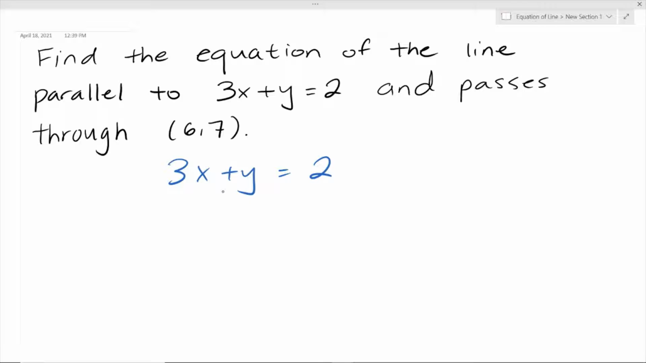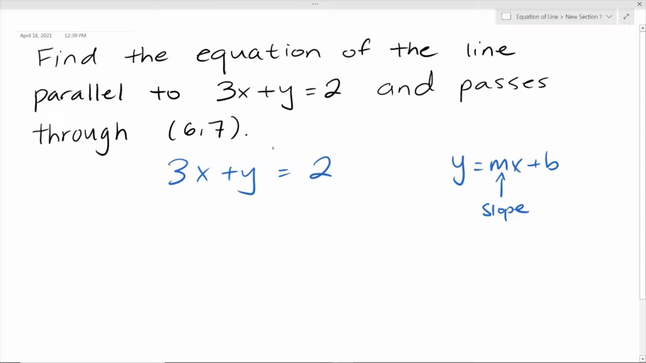So in this case, we need to find the slope of this line. To find that slope, we just have to set this line into the form y equals mx plus b, because the m here will represent the slope. We want to know the slope of this line because it will have to be equal to the slope of the line that we're trying to find, the line in question. That's because parallel lines have equal slopes.